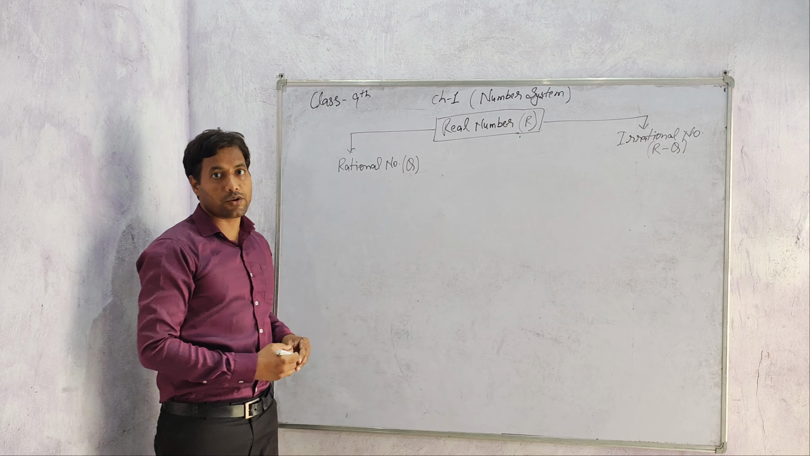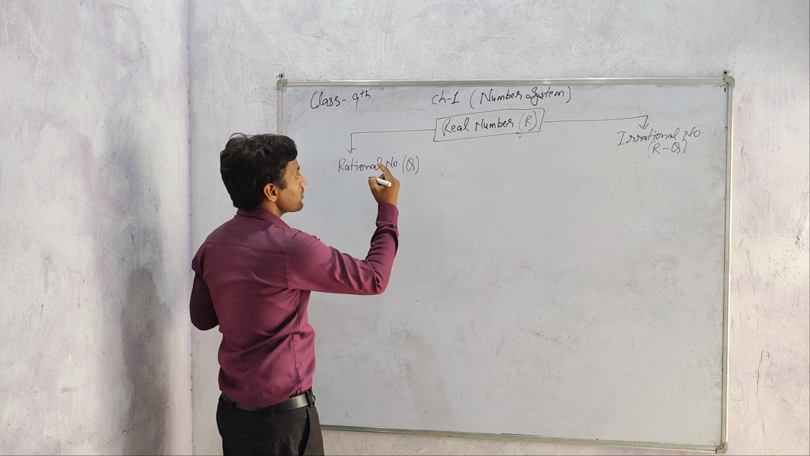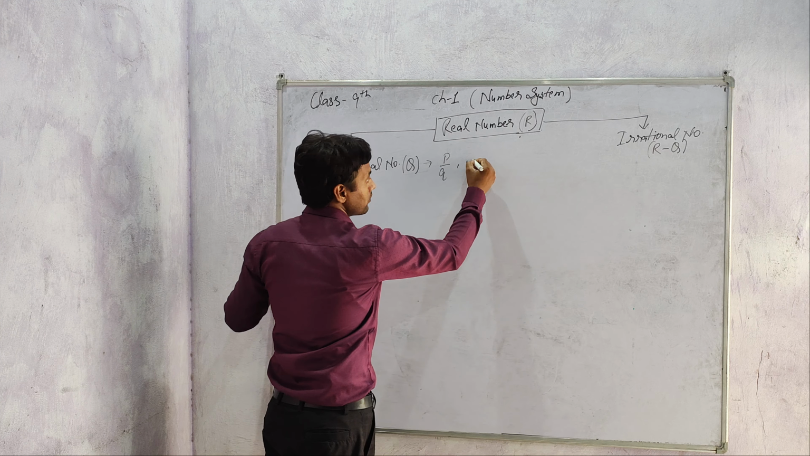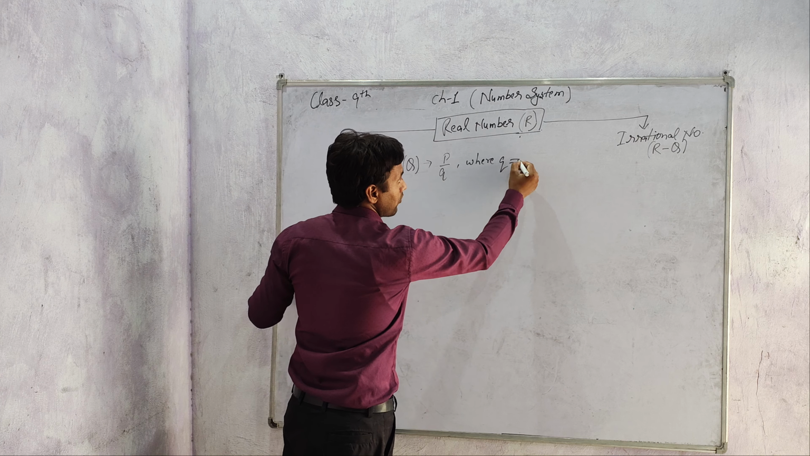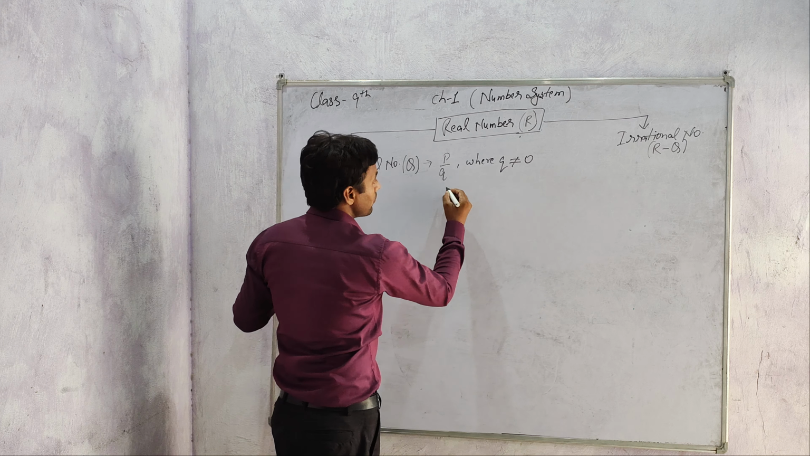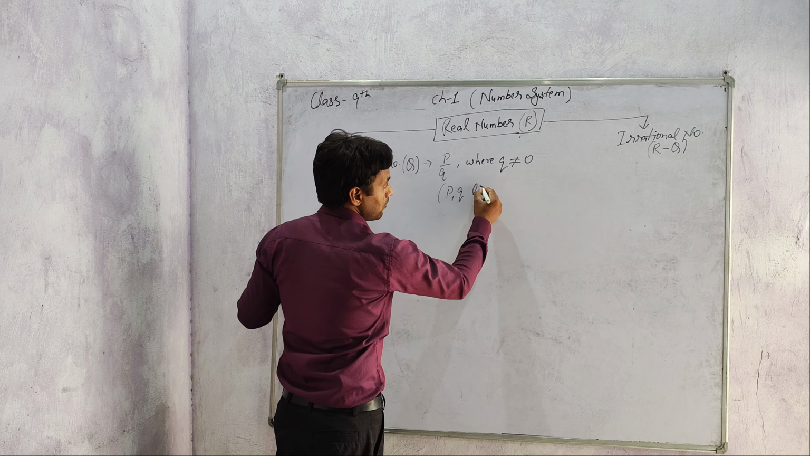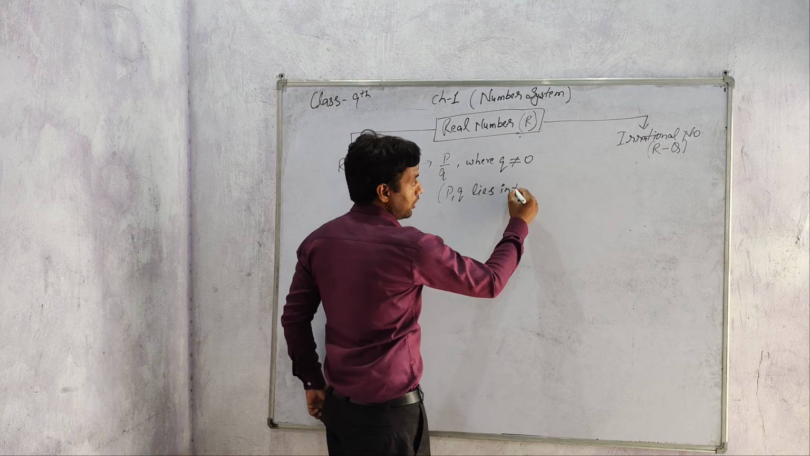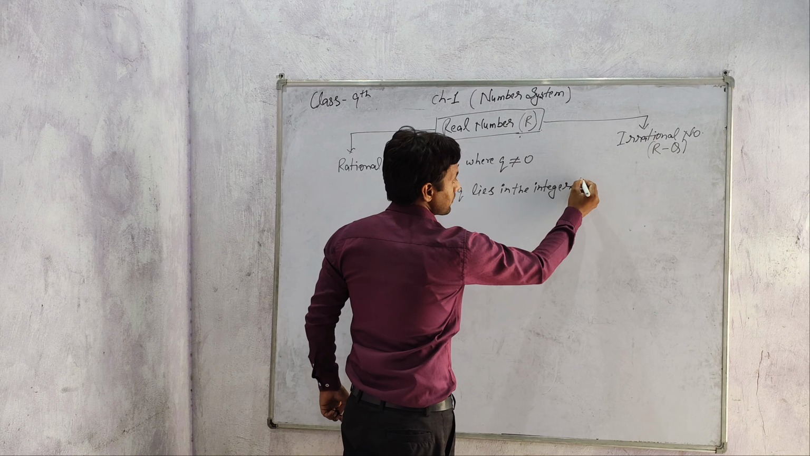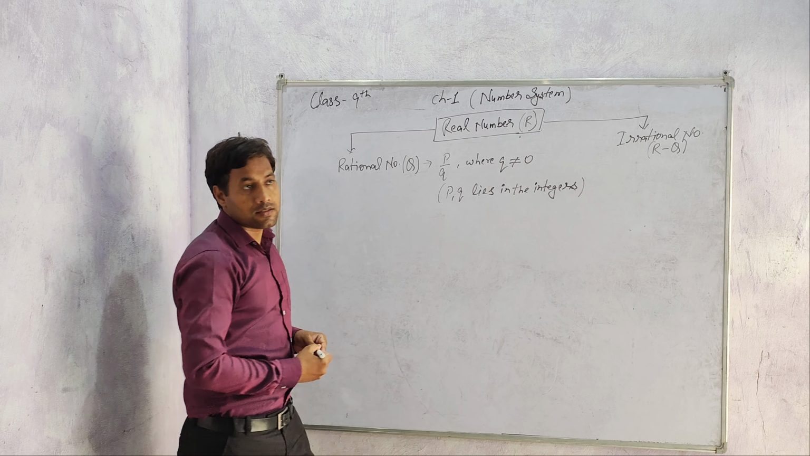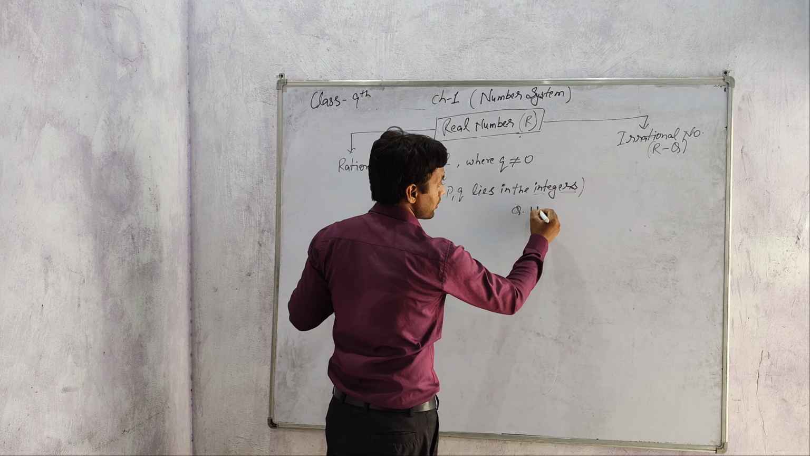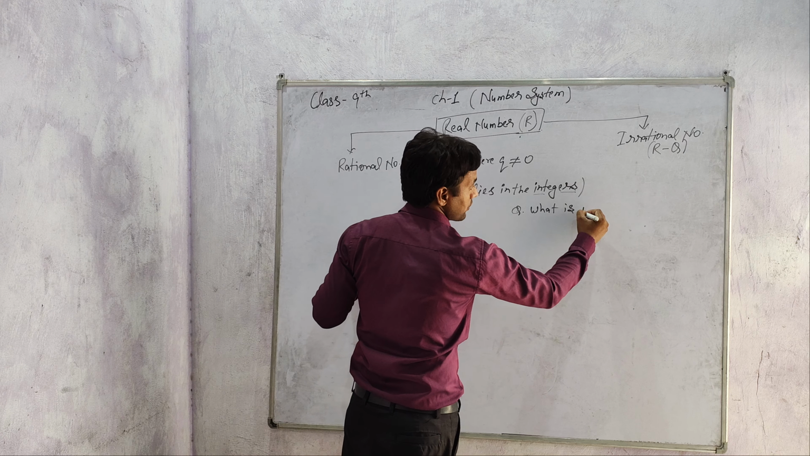What are rational numbers? If we expand, a rational number is in the form of P by Q, where Q is not equal to 0, like a denominator. So P, Q lie in the integers. Integers. Okay. Now a question arises: what are integers?